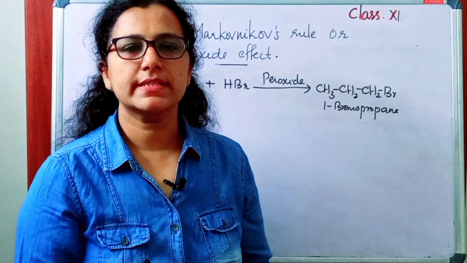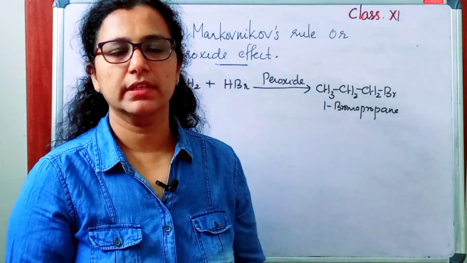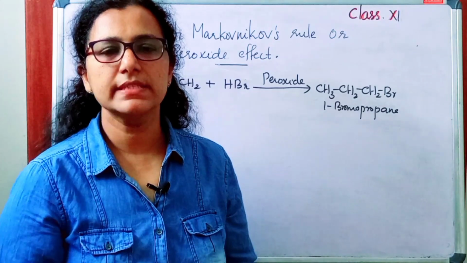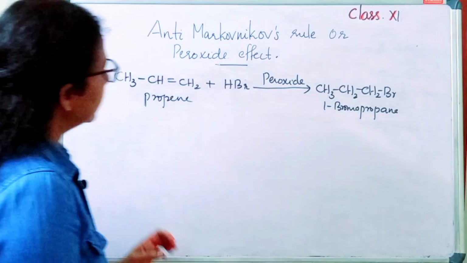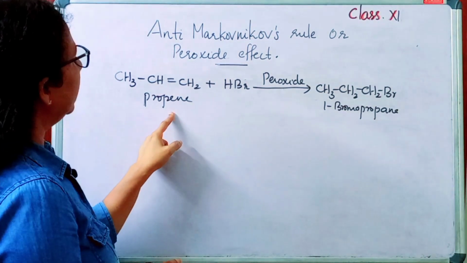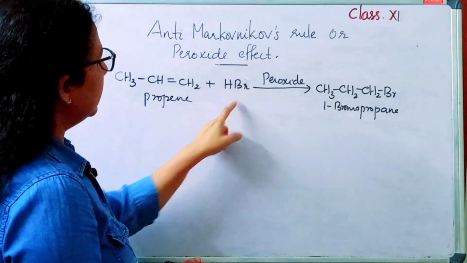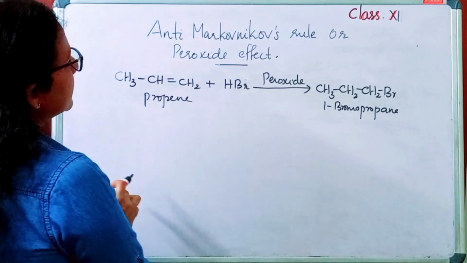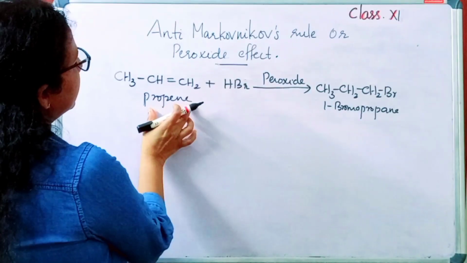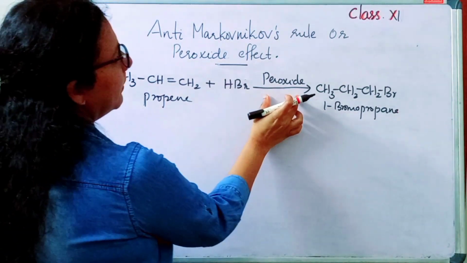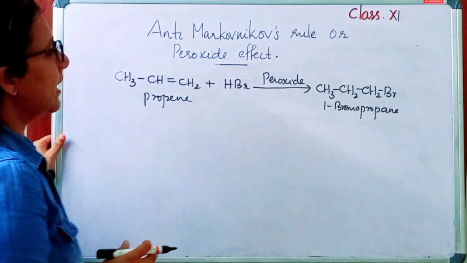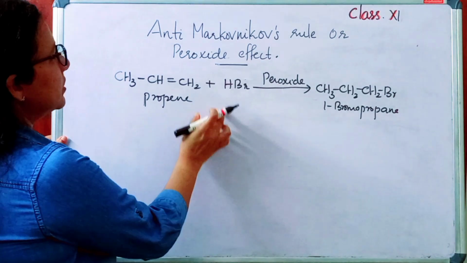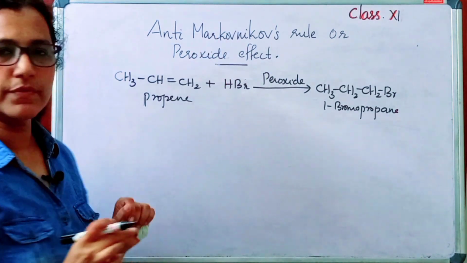Hello students, let's see another important topic in organic chemistry, that is about anti-Markovnikov's rule or peroxide effect. So let's see this reaction, that is propene with HBr. Propene is an unsymmetrical alkene. HBr addition to propene in presence of a peroxide gives 1-bromopropane. So this is an example of the reaction which follows anti-Markovnikov's rule.